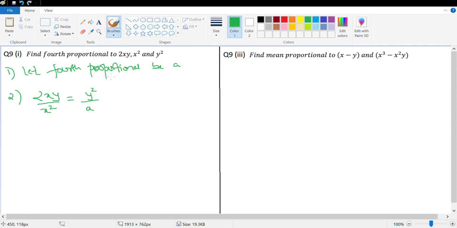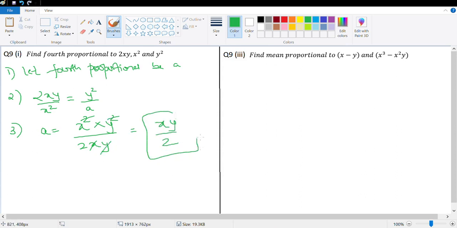Since they want us to find the value of A, which is the fourth proportional, let's make it the subject. So A would be equal to x square into y square upon 2xy. X to the second power gets cancelled, y to the second power gets cancelled. So we have xy upon 2. So the fourth proportional is xy upon 2.